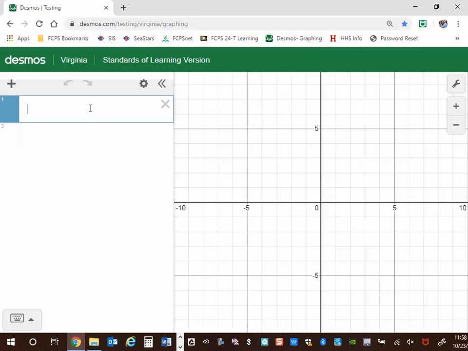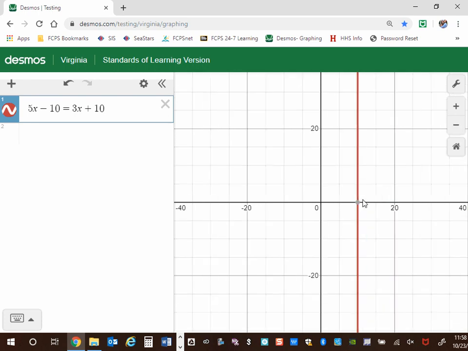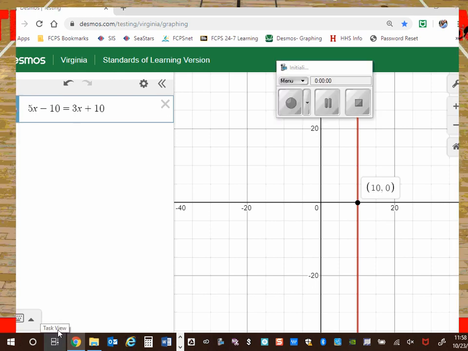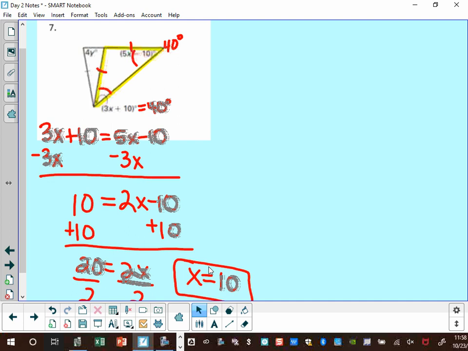Right, if you go to your Desmos, and let's say for number 7, my equation was 5x minus 10 is equal to 3x plus 10. Zoom out so you see your answer. It tells me that my x value is 10 here. So instead of doing all that work that we just did, you could skip that and type it into Desmos. But you still have to know what to do with the information. You can't just do that and then do nothing else.